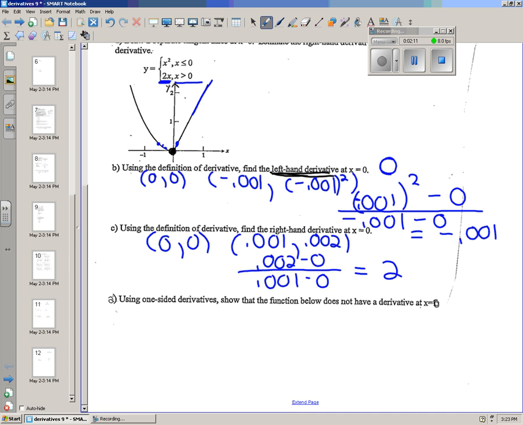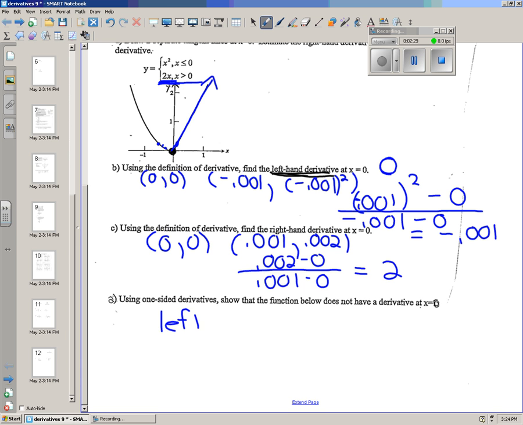On the right-hand side, the slope, we can see if we look closely, will always be 2 because the equation for the right-hand side is y equals 2x. So that will obviously always have a slope of 2. So we'd say, in general, the two-sided derivative does not exist.